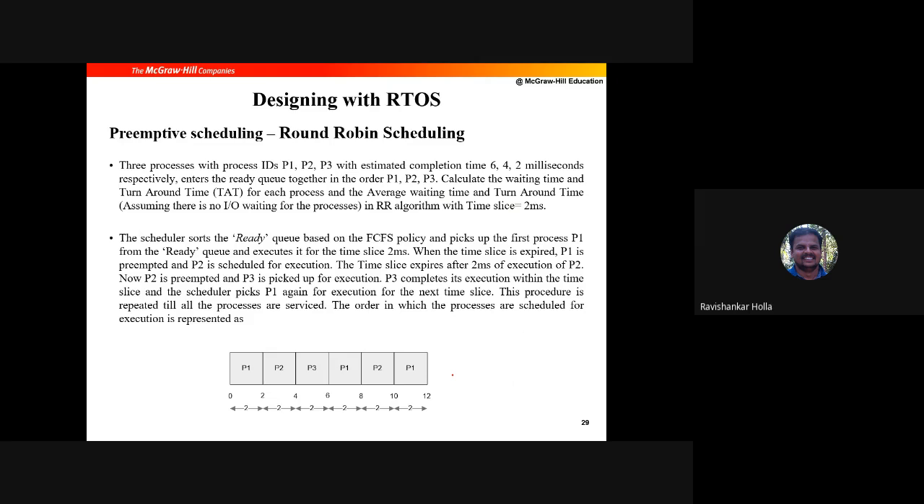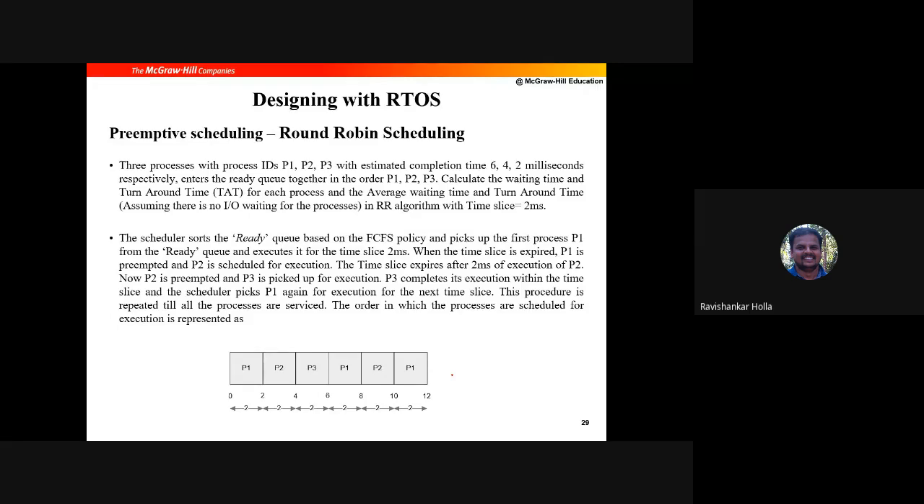So every process will only get 2 milliseconds. Let us take the order it came: P1, P2, P3. First P1 will be executed for 2 milliseconds. That means P1 will be left with 4 more milliseconds of execution. Then P2 will be executed for 2 milliseconds. It will be left with 2 more milliseconds of execution. Then P3 will be executed for 2 milliseconds. That's all P3 requires.